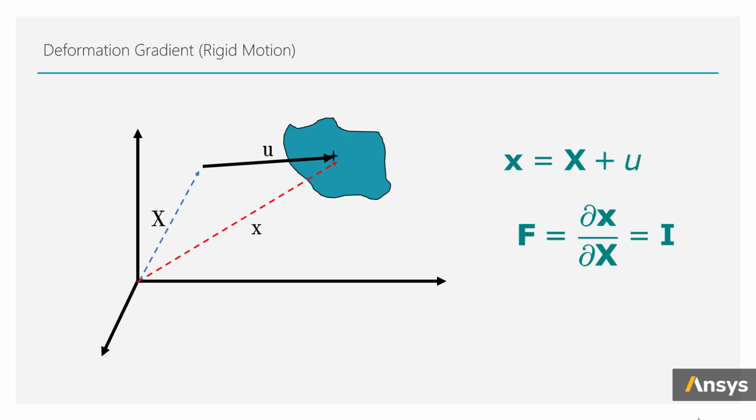If this was not a rigid body motion, and instead there are portions of the body that are stretching, in that case, the vector small x is no longer a linear function of capital X, which means that the deformation gradient is not an identity tensor. So clearly, we can distinguish between rigid body motion and deformation based on the deformation gradient. For this reason, deformation gradient will be the fundamental term that we use in calculating different measures of strains.